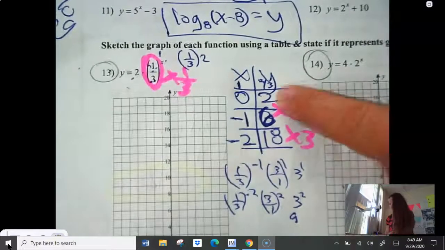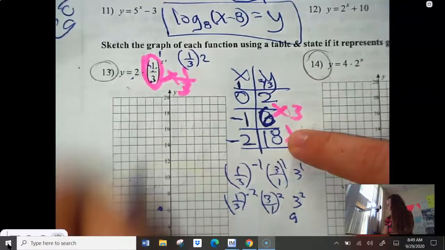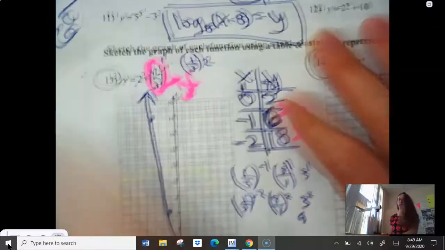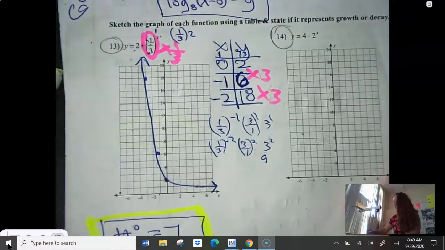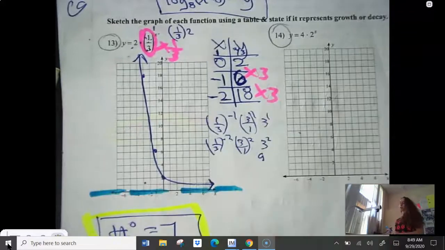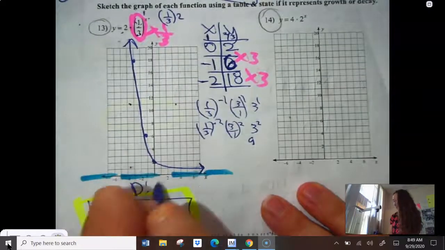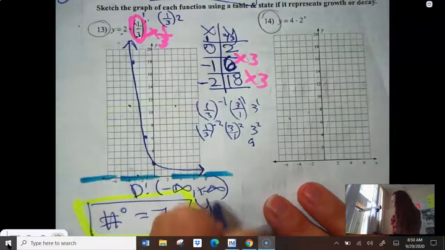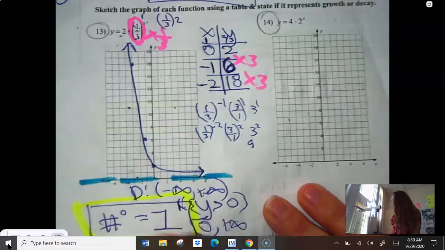So now I'm going to graph it. 0, 2, negative 1, 6, negative 2, 18. And you're going to learn this is called exponential decay because my numbers are getting smaller and smaller. They never approach 0. You will never get zeros. You will never have negatives in your y. You can have negatives for your x, and you can have positives. So what does that mean, the domain for this? Negative infinity to positive infinity. But y has got to be greater than 0 for the range, or 0, positive infinity. We'll get into that more, okay?